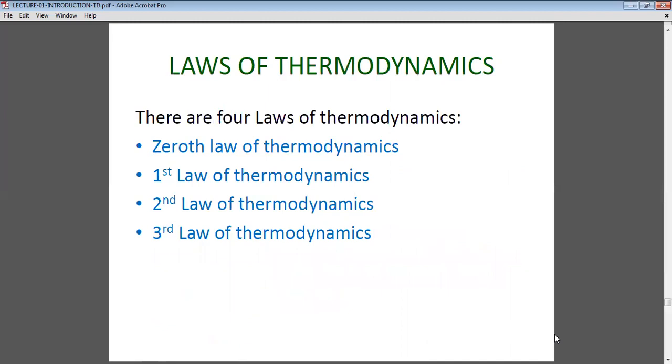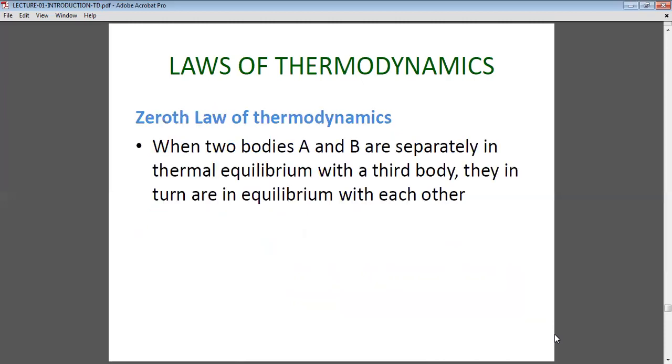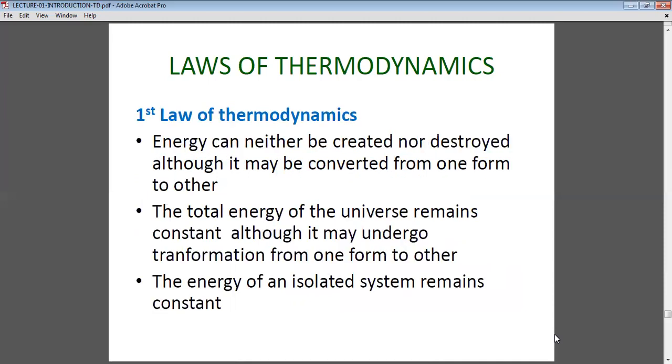So coming to the laws of thermodynamics, there are four laws of thermodynamics. First is the zeroth law of thermodynamics, then the first law, the second law, and the third law of thermodynamics. Coming to the zeroth law, if two bodies separately are in thermal equilibrium with a third body, then we say that the first and the second bodies are also in equilibrium with each other. This is the statement of the zeroth law of thermodynamics.